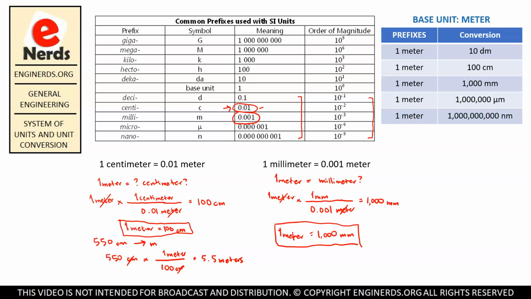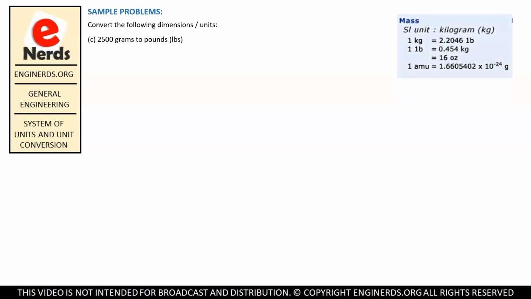Okay, so let's proceed sa next problem natin. So, we will convert 2,500 grams to pounds. So, now we are talking about weight. So, ito yung gagamitin nating conversion factors. Okay, so ang given natin is 2,500 grams. And we want to convert it to pounds. Okay, so we have these units here, no? So, gamitin natin yan. But, this is expressed in kilogram.